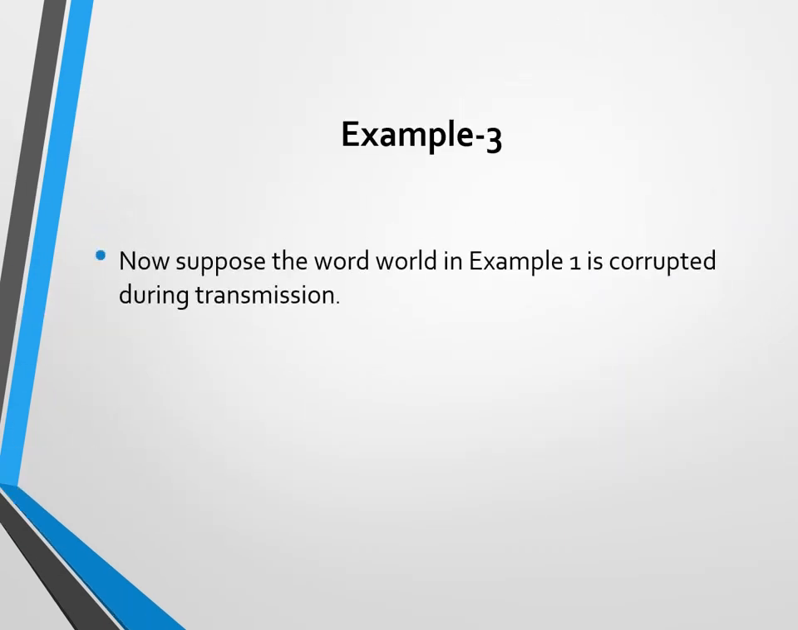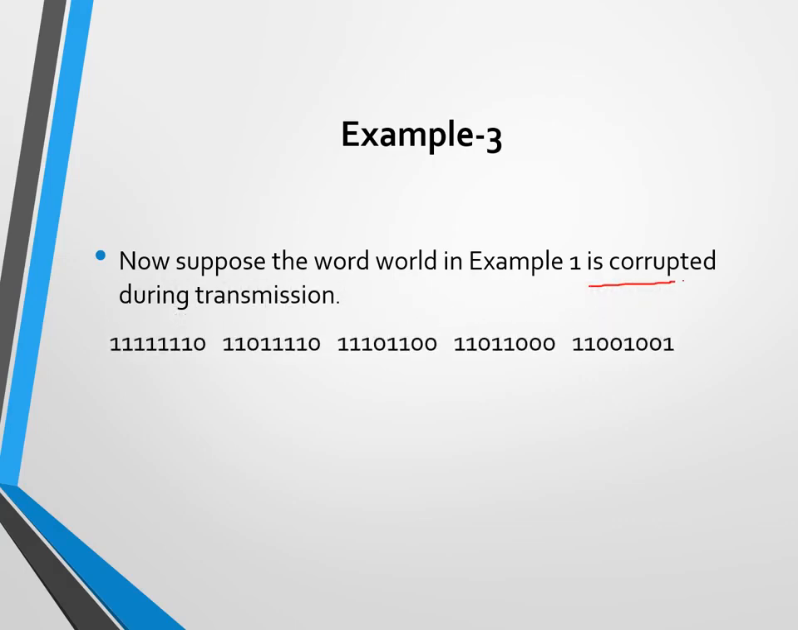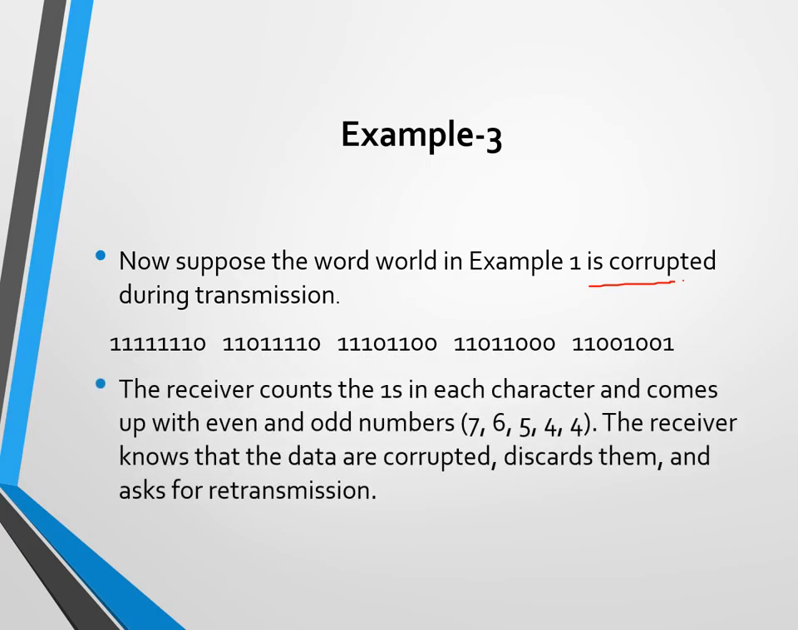Students, now suppose the word world in example 1 is corrupted during the transmission. तो यहाँ पे क्या हो रहा है? So again, the same thing will happen when the receiver counts the ones. Receiver ones count करेगा 1 2 3 4 5 6 7. There are 7 ones. 1 2 3 4 5 6, 6 ones. 1 2 3 4 5, 5 ones. 1 2 3 4, 4 ones. Receiver counts the ones in each character and comes up with even and odd numbers. The receiver knows that the data are corrupted because all numbers should be even.